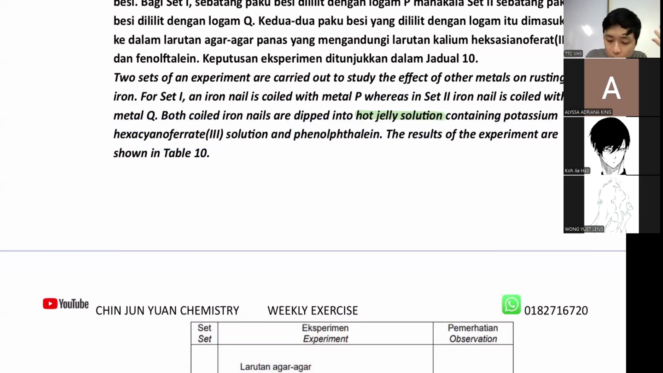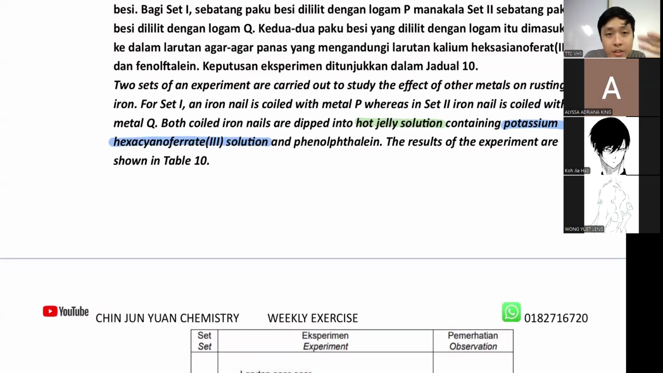When you have these two, then you get the color. Because you have potassium hexacyanoferrate 3, in Malay it's called kalium hexacyanoferrate 3. This is to detect the presence of Fe2+, untuk mengesan kehadiran ion ferum 2. So whether it exists or not, how do they prove Fe2+ exists? You will get the blue spot.